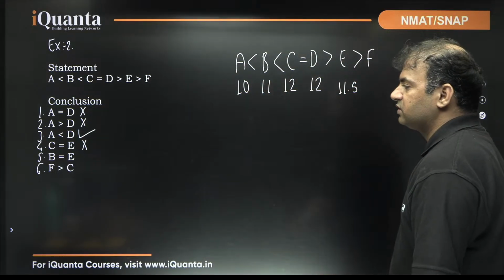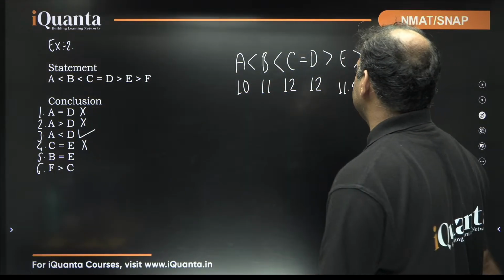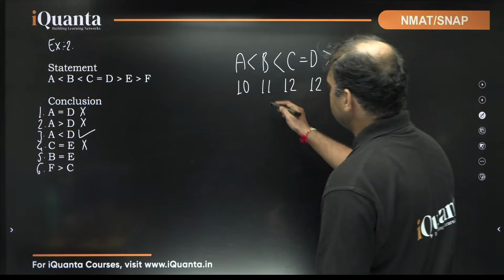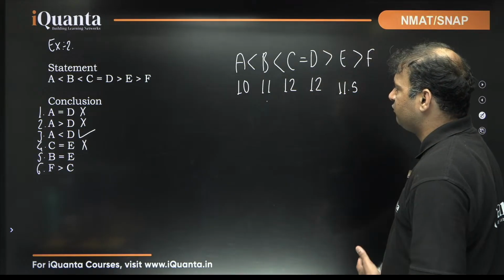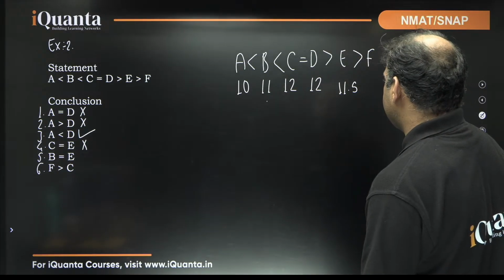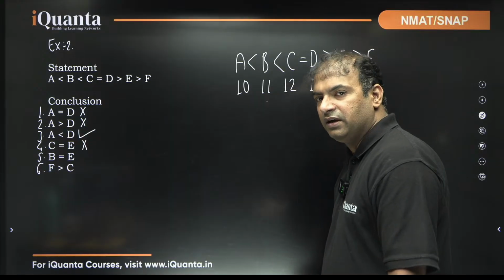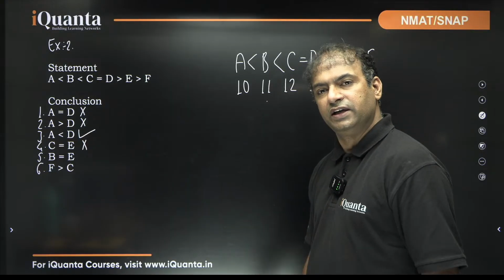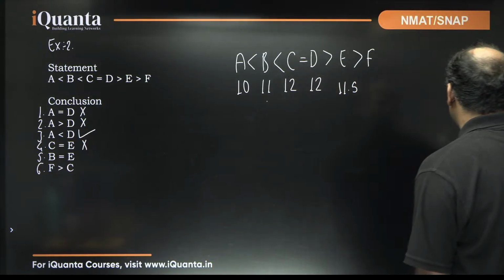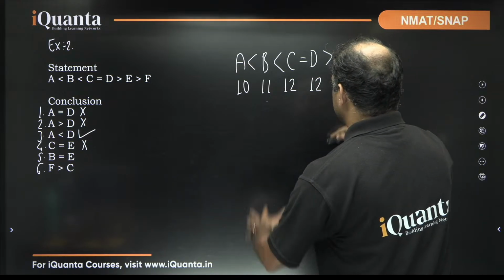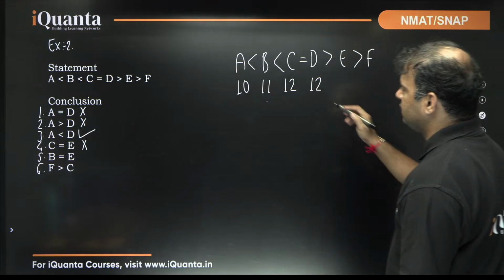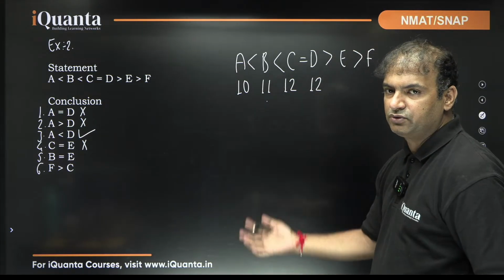Okay, coming to conclusion number 5, which is B equals E, right? So guys, B we know is 11. We have taken a few values. By the way, B can be equal to E, B can be greater than or equal to E, and B can be less than or equal to E as well. Let me show you how. Just like we assumed the values here, B is 11, C is 12, D is 12. These are just assumptions, we know that.